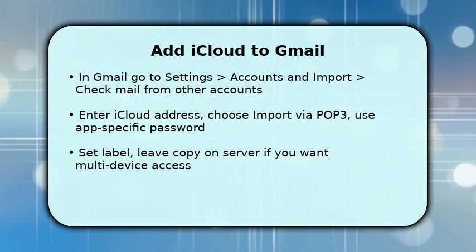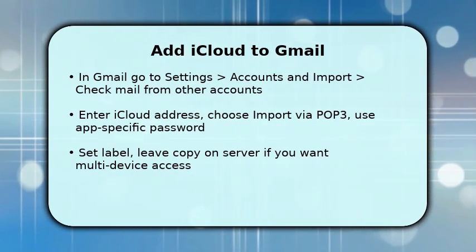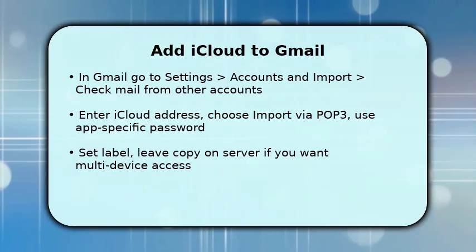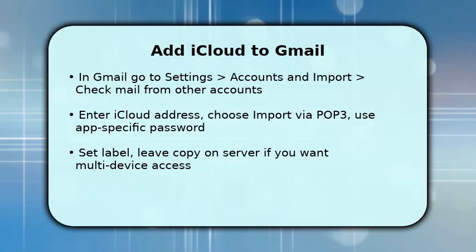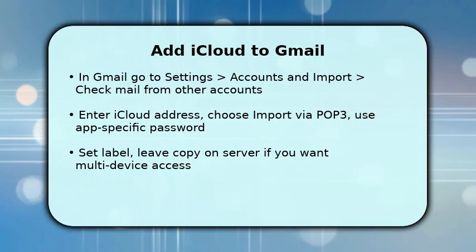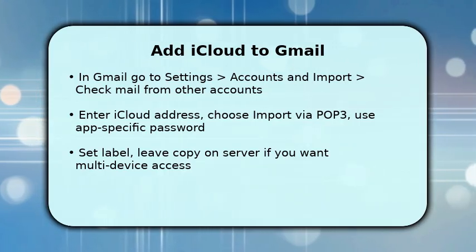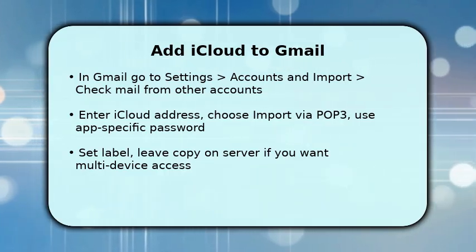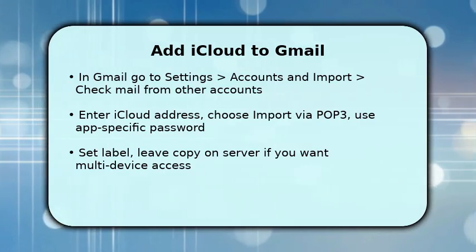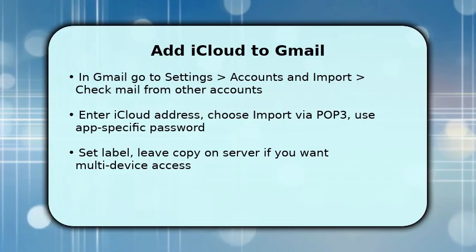Now add iCloud to Gmail. Go to Gmail settings, Accounts and Import, and choose to check mail from other accounts. Enter your iCloud email and use the app-specific password. Select POP3 import so Gmail can fetch messages. Choose a clear label to separate incoming iCloud mail and decide whether to leave a copy on the Apple server. Leave it if you want messages accessible on multiple devices.